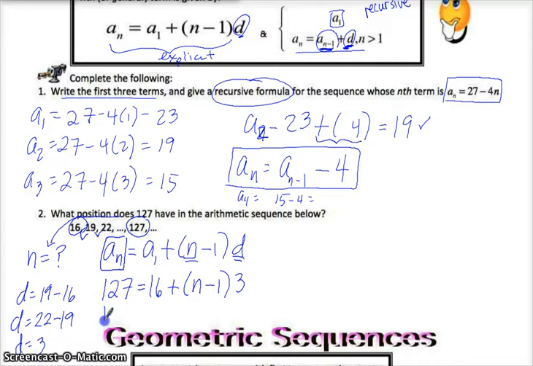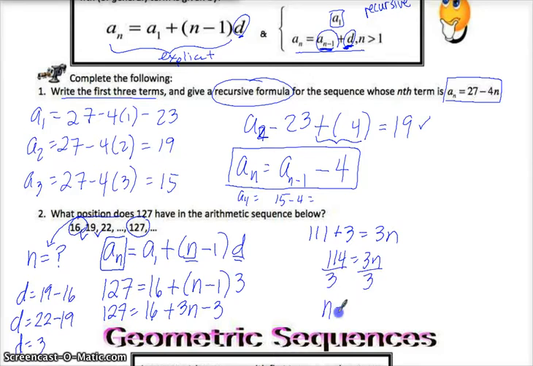So now I just solve for n. 127 equals 16 plus 3n minus 3. I move my 16 and my 3 over. So I get 114 equals 3n. Divide by 3. So n equals 38. So what position? That means it's the 38th term. Right? So if n equals 38, that's a sub 38, which means it's the 38th term.